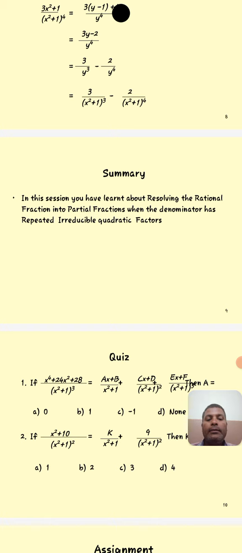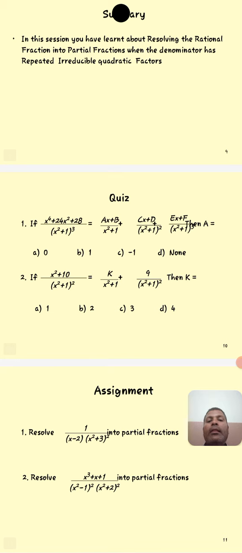In this session we have learned about resolving the rational fraction into partial fractions when the denominator has repeated irreducible quadratic factors. Are we clear here? Whenever a repeated irreducible quadratic factor is given, then how to write in partial fraction format? Ax plus b divided by something, cx plus d divided by something, and also continuing with ex plus f, to be a continuous procedure. Okay, now we see the quiz.